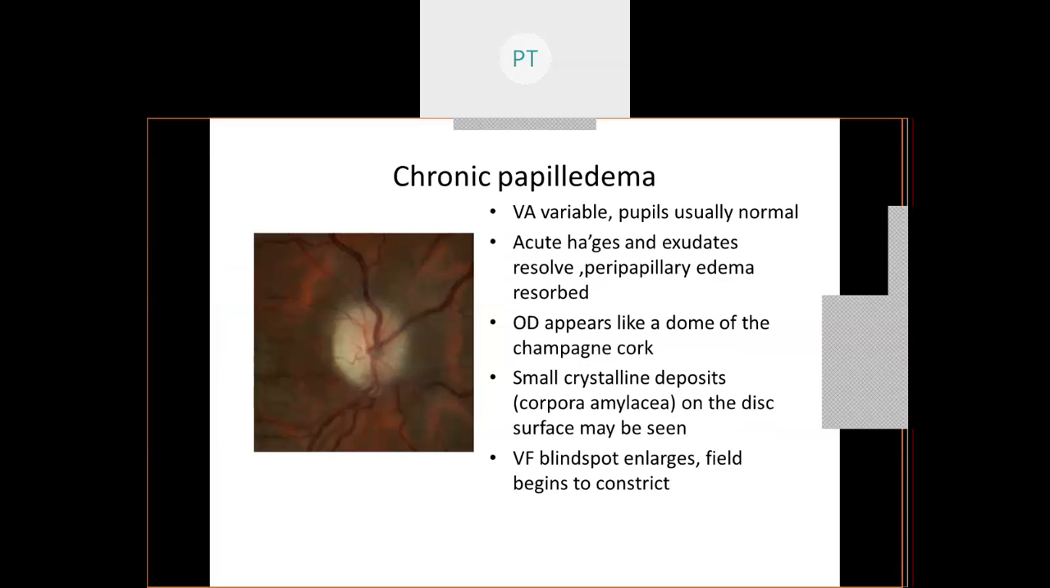Then coming to the next stage, which is chronic papilledema. Here the visual acuity is variable and depends on the duration of the papilledema. Pupils are still reacting and usually normal. The acute hemorrhages and exudates all resolve, and the peripapillary edema is also resolved. Now the optic disc appears like a dome of a champagne cork, and you can get small crystalline deposits, also known as corpora amylacea, on the disc surface. When you do a visual field test, the blind spot enlarges and the field begins to constrict.